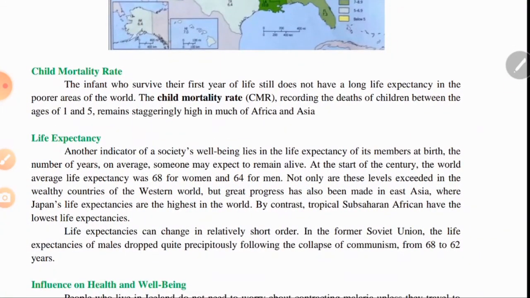Next, the child mortality rate. The infants who survived their first year of life still do not have long life expectancy in the poorer areas of the world. Sa CMR, recording the deaths of children between the ages of 1 and 5 remains staggeringly high in much of Africa and in Asia.